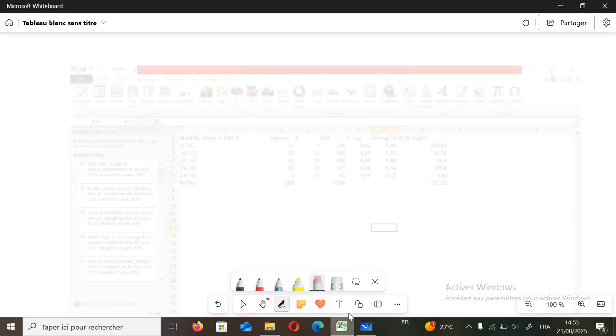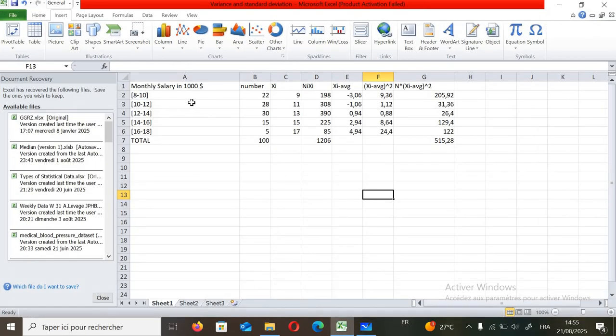Okay, we're going to talk about the formula, how we're going to calculate the variance and standard deviation. Here we have the monthly salary in $1,000. For example, 22 employees have a salary between 8K and 10K, etc. Here we have continuous variables. In order for us to calculate the variance, the formula is right here. Let's call it the variance.